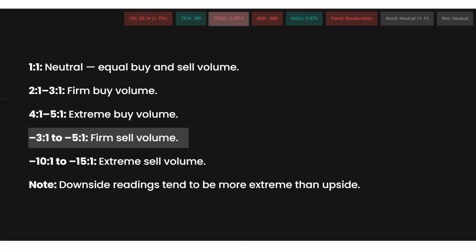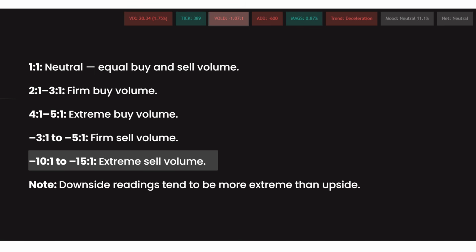On the downside, ratios around -3-to-1 or -5-to-1 indicate firm bearish volume, with higher negative values reflecting stronger selling pressure. Ratios around -10-to-1 or -15-to-1 signal a bearish extreme, indicating very strong selling pressure.